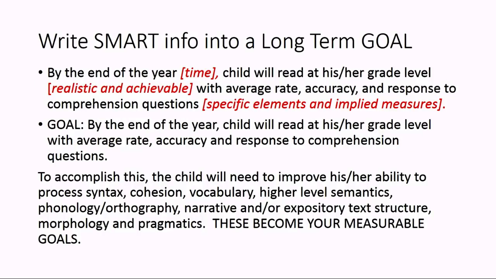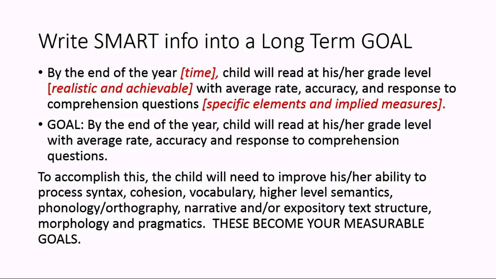This is an example of using SMART information to write a long-term goal. By the end of the year, which is your time, the child will read his or her grade level, realistic and achievable, with specific rate, accuracy, and responses, with average rate, accuracy, and response to comprehension questions. So these are going to be specific and implied measurable outcomes. Here's the goal without the SMART language. By the end of the year, a child will read at his or her grade level with an average rate, accuracy, and response to comprehension questions.